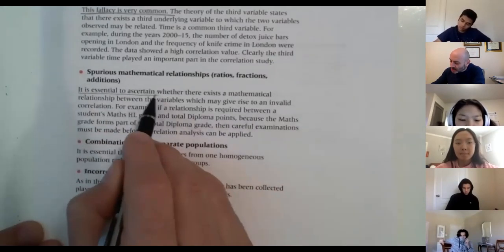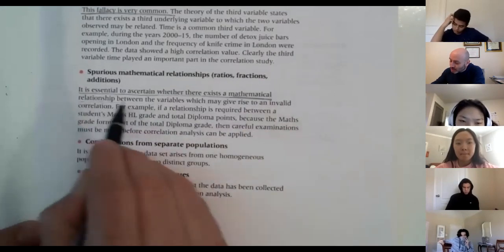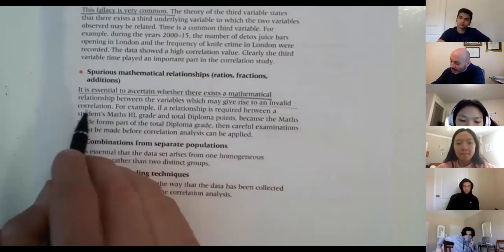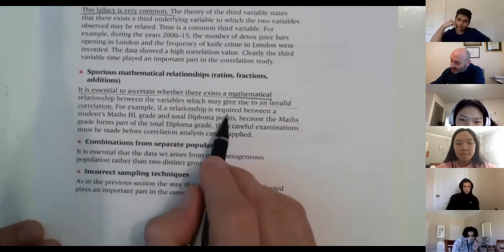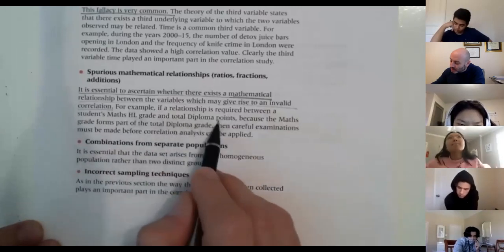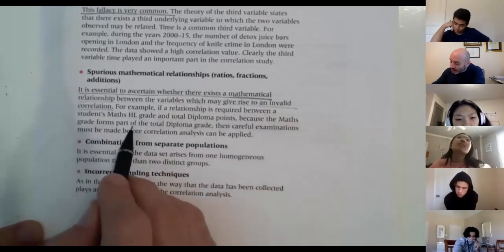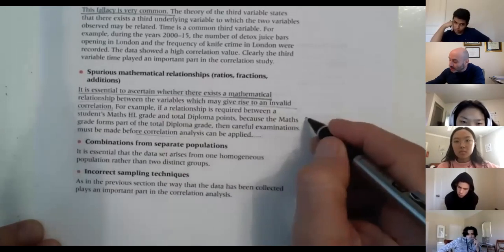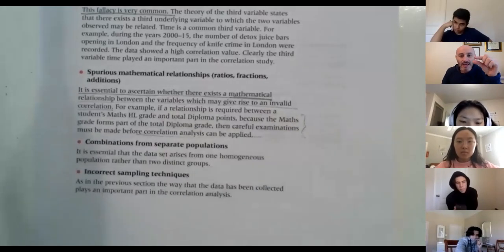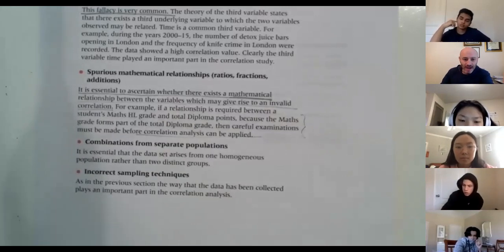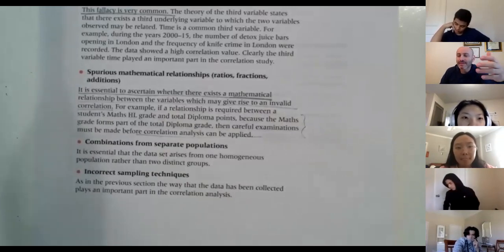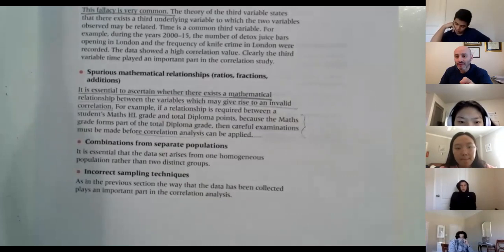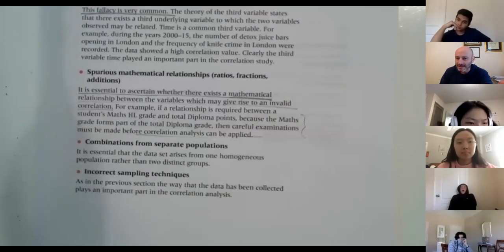So it is essential to ascertain whether there is a mathematical relationship between the variables, which might give rise to an invalid correlation. For example, if a relationship is required between a student's math HL grade and the total diploma points, because the math grade forms part of the total diploma grade, then careful examination must be made before the correlation analysis can be applied. So this is saying the following, that in this example of the IB diploma, the total diploma points, well, math is just one part. So math cannot be the only predictor of the diploma points. Does it make sense? Because there are other courses to take into consideration. That's what that is saying.